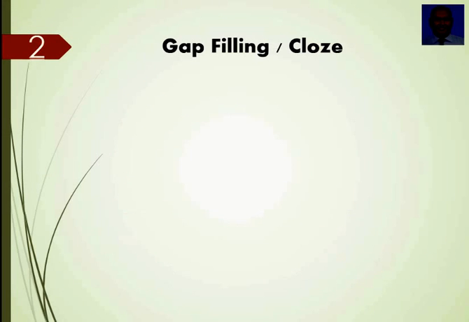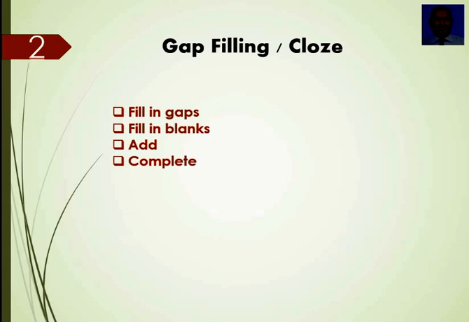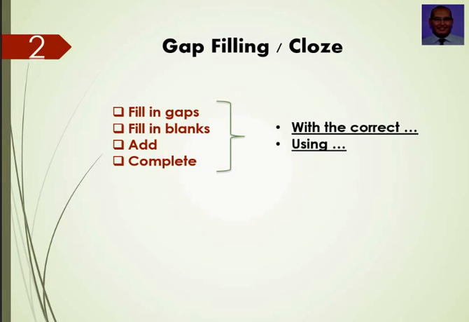Okay, let's go to the second one. Gap filling or cloze questions. We have filling gaps, fill in blanks, add, complete, and we usually follow these words or these verbs with the correct or using. And when you see with and using, always look at what comes after these words. Okay, what's written exactly there? Because what's next is what I want you to actually add. Whether it is going to be a pronoun, a verb, a subject, what exactly?